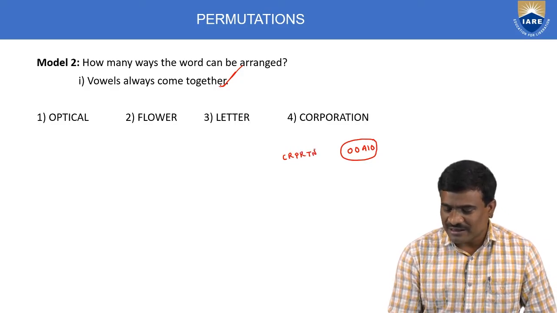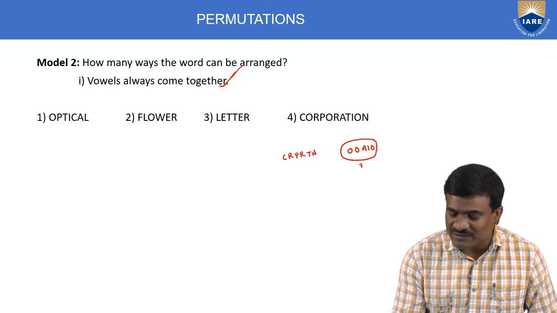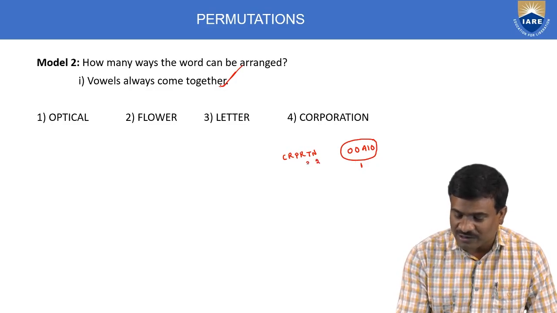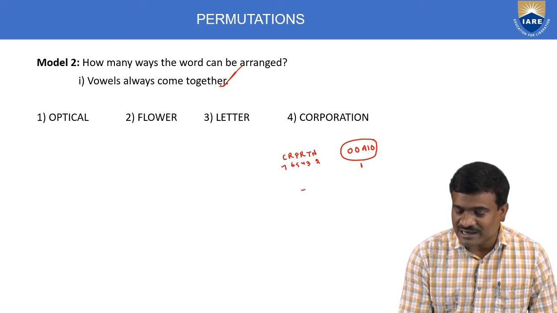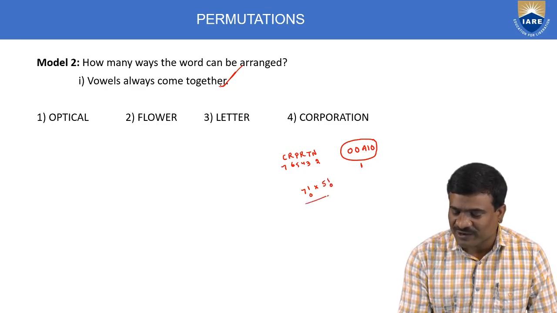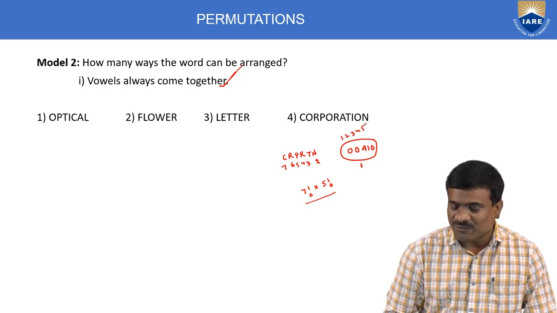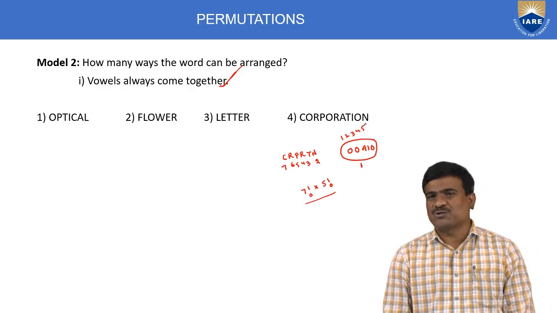Next method: the vowels are considered as 1 element, one letter. Number of letters: 1, 2, 3, 4, 5, 6, 7. 7 letters arranged in 7 factorial. Number of vowels is equal to 5, so 5 vowels arranged in 5 factorial.